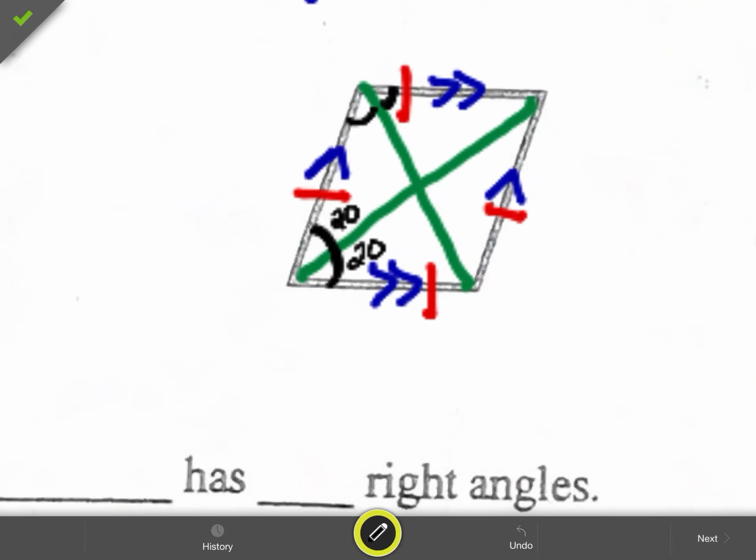The other thing they talk about with your diagonals is in a rhombus, when your diagonals cross, so where your two diagonals intersect, right here, that's a 90-degree angle, that's a 90-degree angle, that's a 90-degree angle, and that's a 90-degree angle. They're perpendicular. So if they ever asked you for that angle there, you would say it's 90 degrees because diagonals are perpendicular.